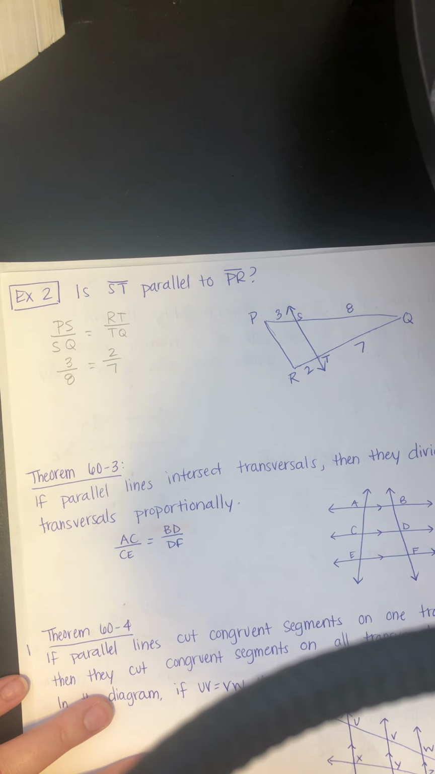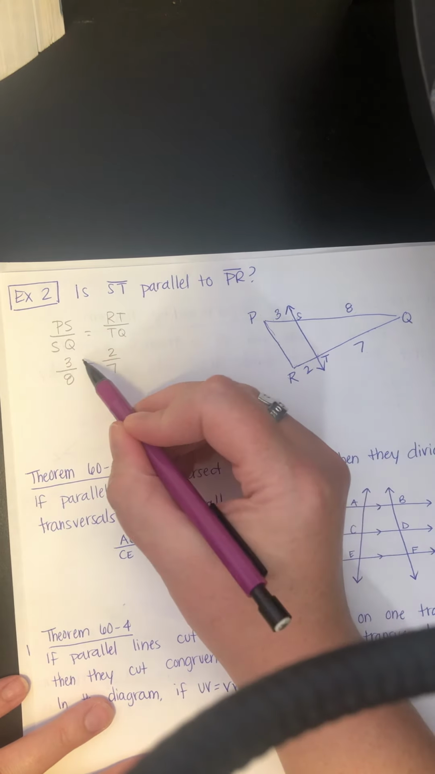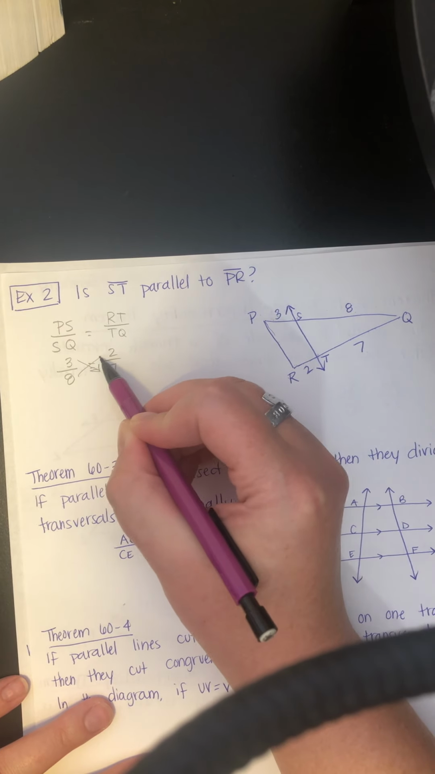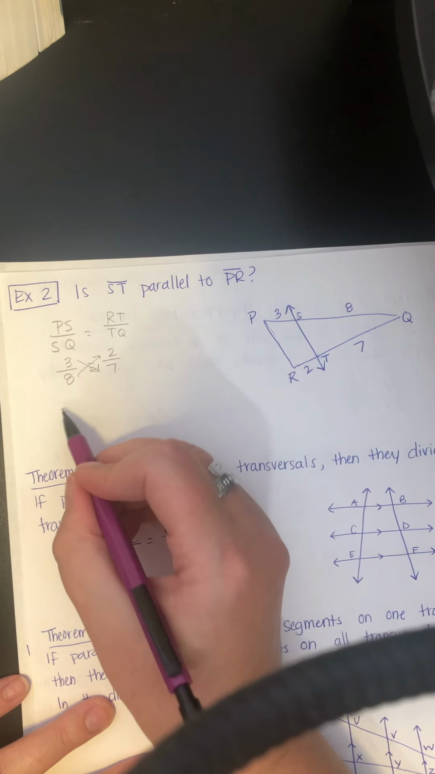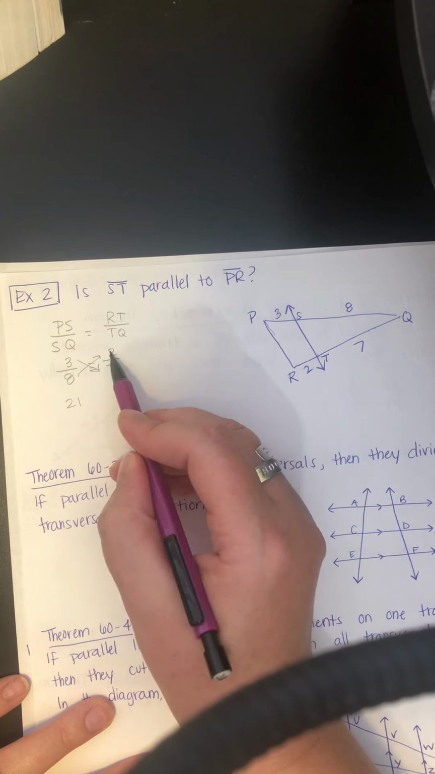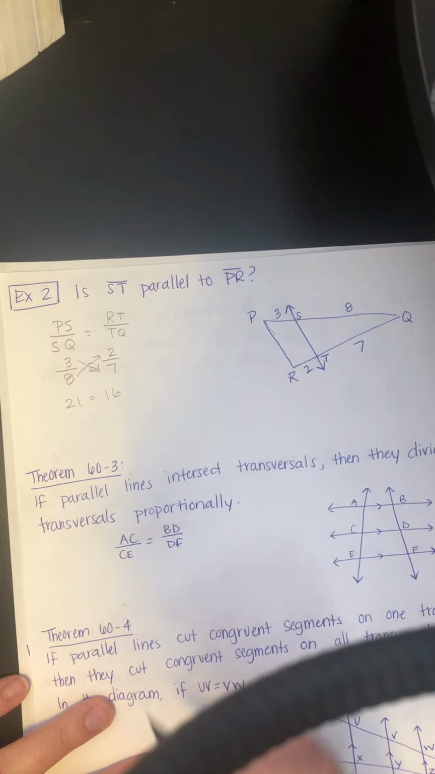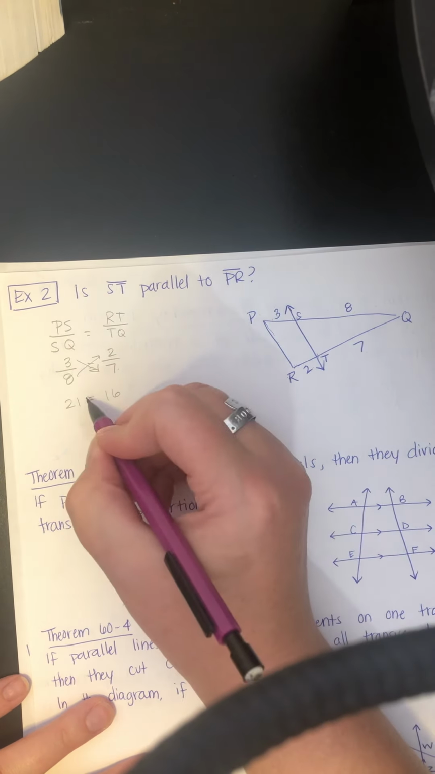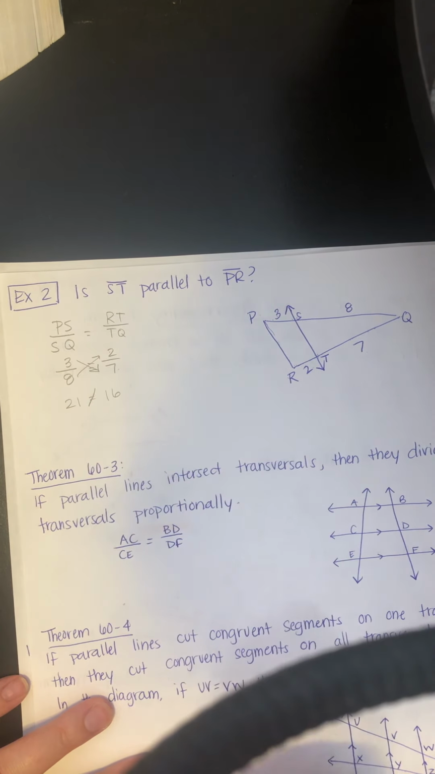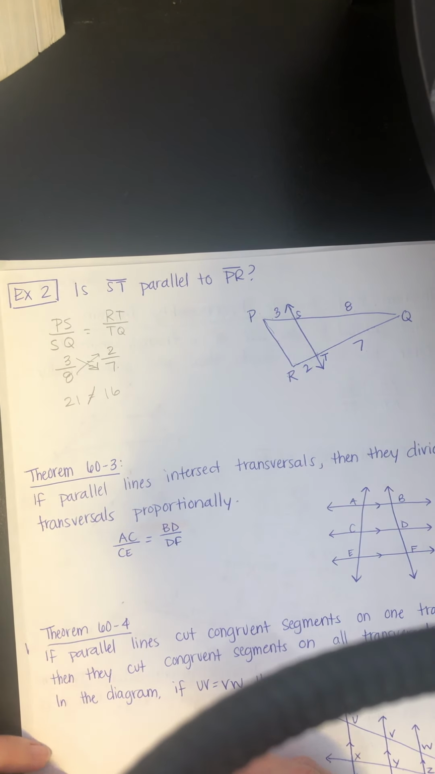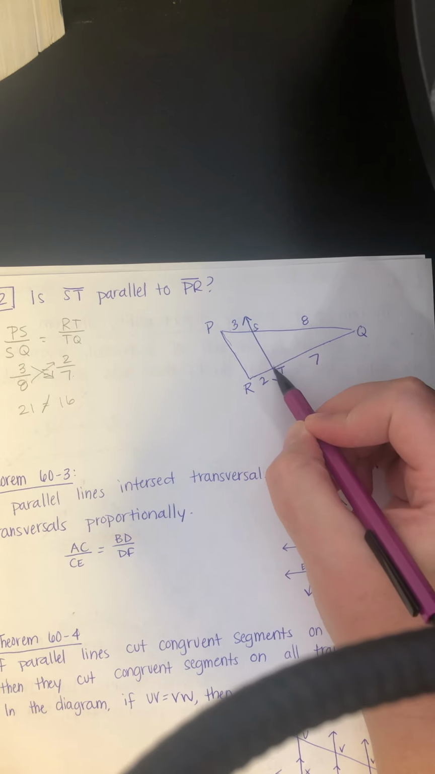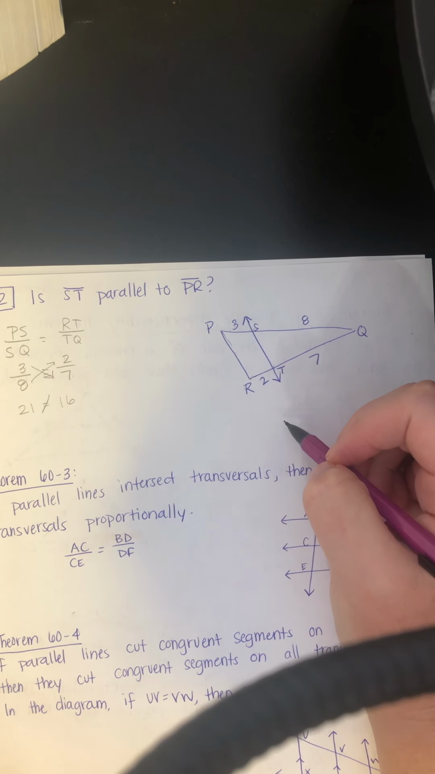Okay? Cross multiply. I mean, you can look at it now. It's not the same. 3 over 8 and 2 over 7 aren't the same. But if you cross multiply, you'll be able to get an actual number. 3 times 7, which is 21, and then 8 times 2, which is 16. 21 does not equal 16, okay? Put a little line through it. It does not equal 16, so line ST is not parallel to segment PR.